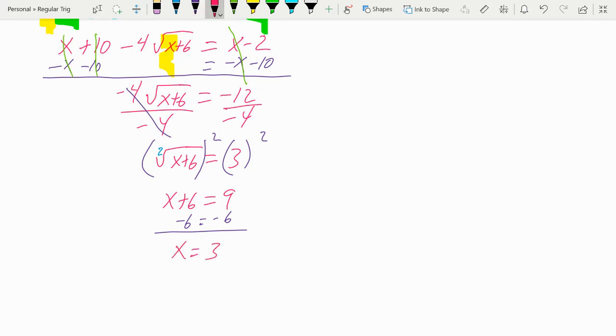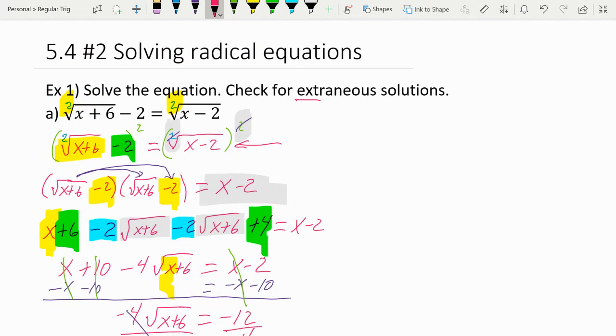All right, so there's our solution. But we do have to check to see, is it extraneous or not? We always have to check. So I'm saying that we have a solution of x is equal to 3. Now what am I going to do? I'm going to take it, and everywhere I see x, I'm going to plug it back into the equation. So I have the square root of x plus 6 minus 2 is equal to the square root of x minus 2. Now just plug that 3 in.